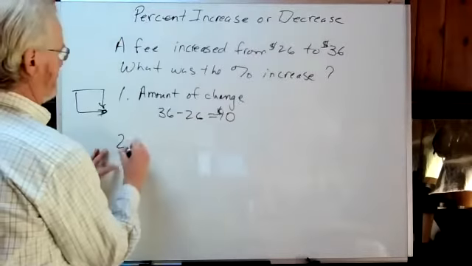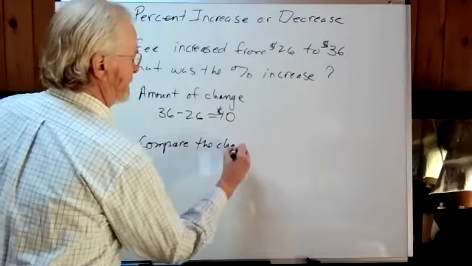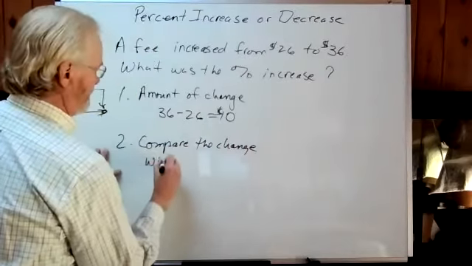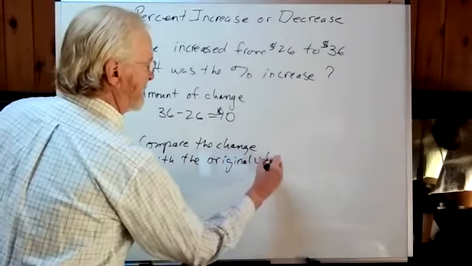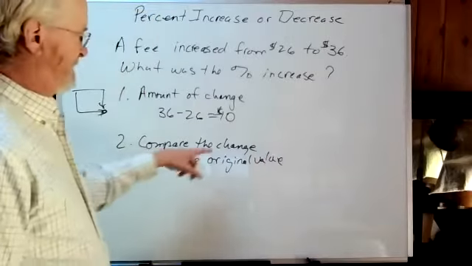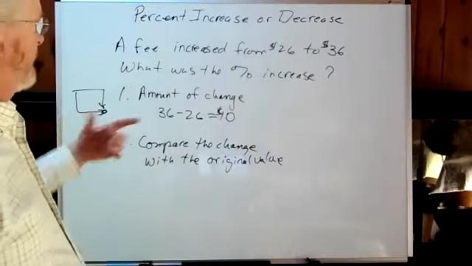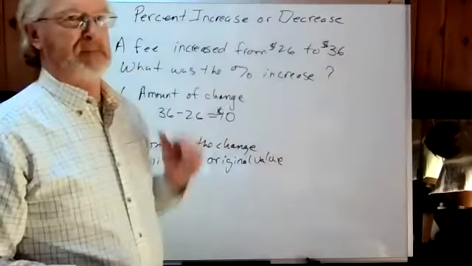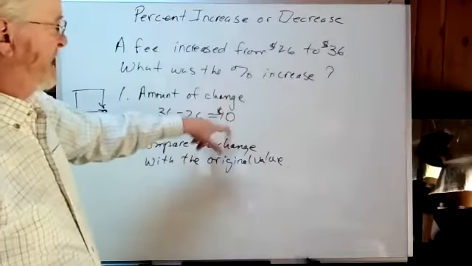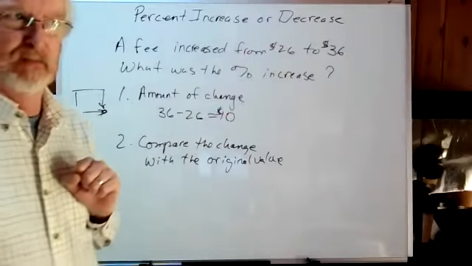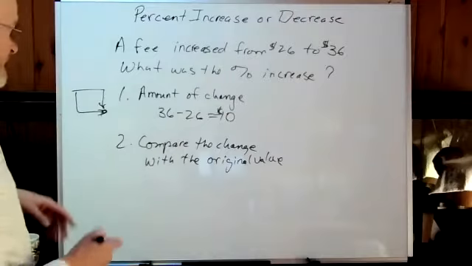And then compare the change always with the original value. We're always comparing that amount of change to what it changed from. The original value, it increased from 26 up to 36. So we're asked, what percent of 26 is 10? What percent of that original value did it change by? So there's actually my sentence, right?